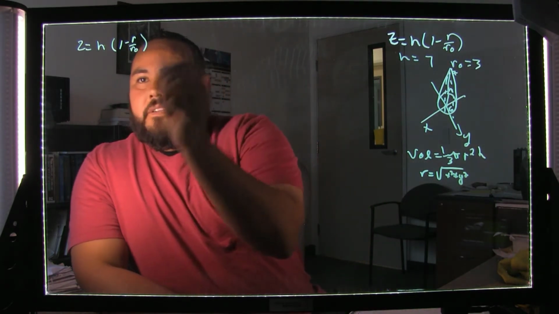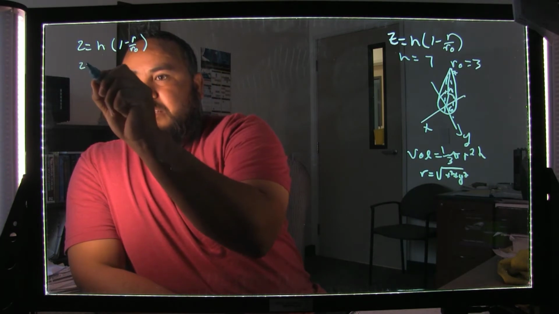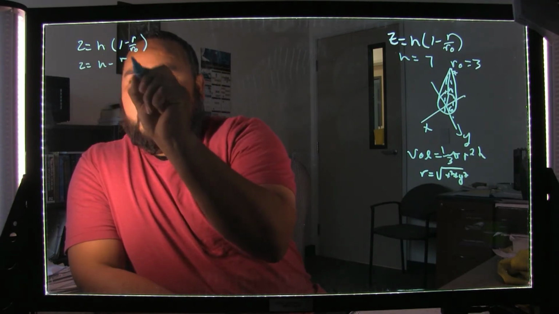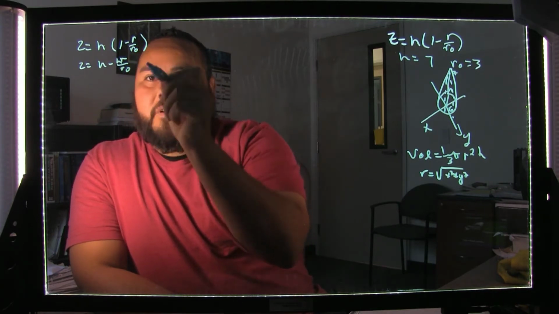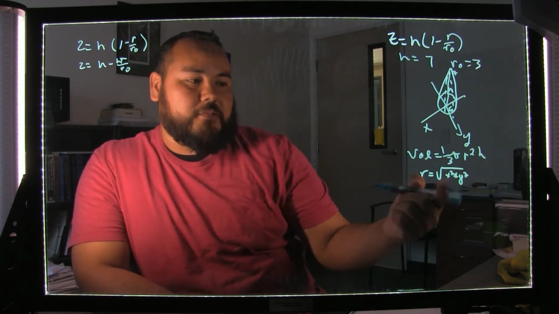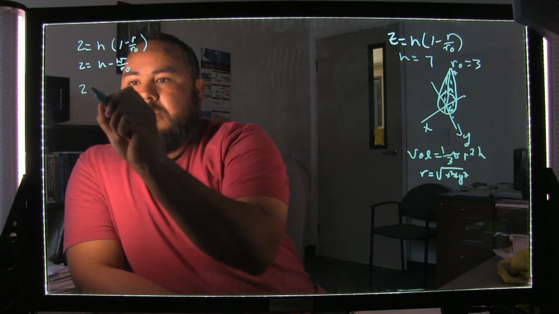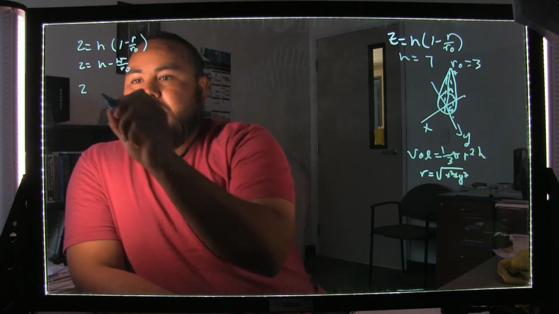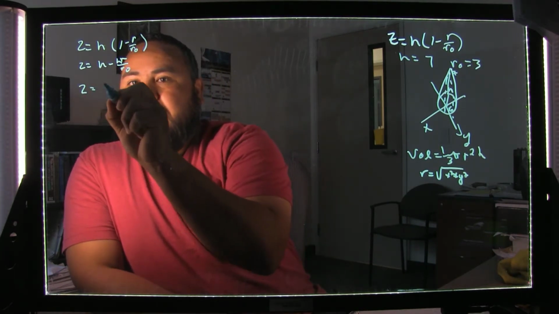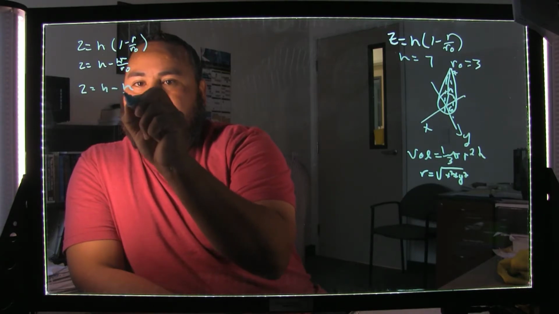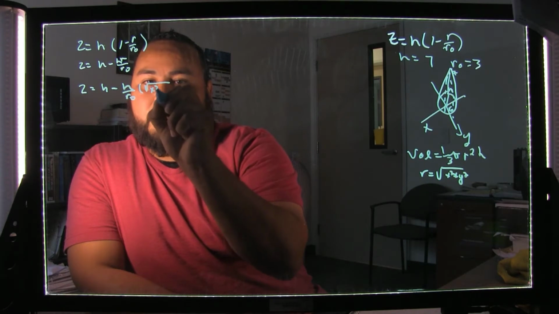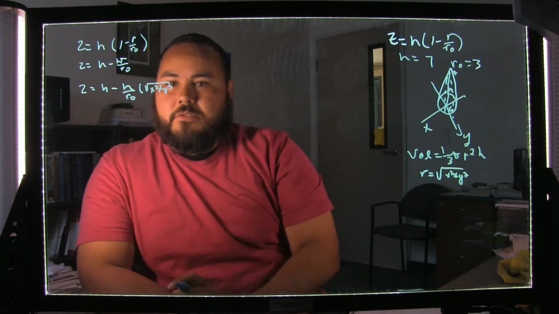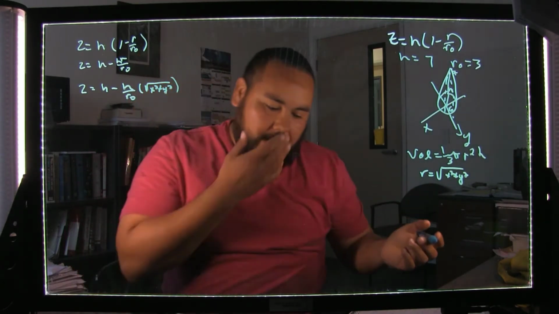First, we can distribute the h. Now we have z equals h minus hr over r sub o. Then we can plug in what we know for r, the square root of x squared plus y squared. So we have z equals h minus h over r sub o times the square root of x squared plus y squared.